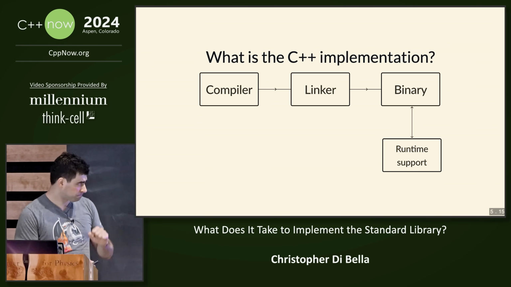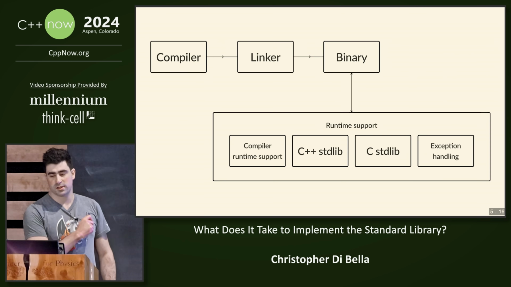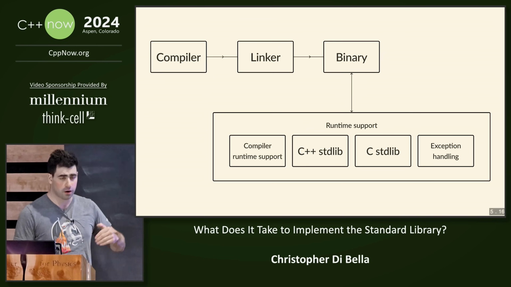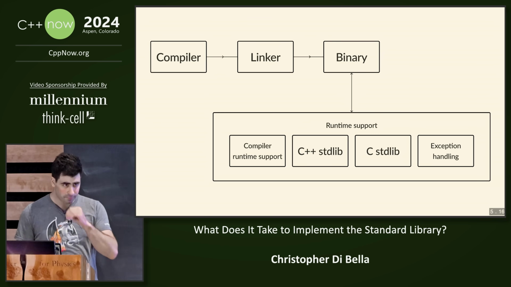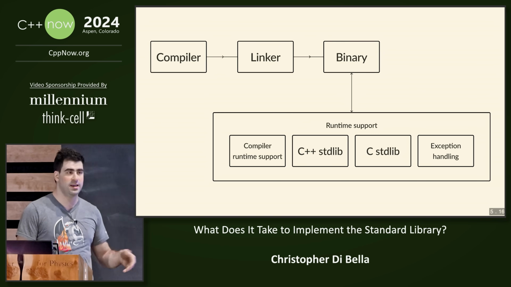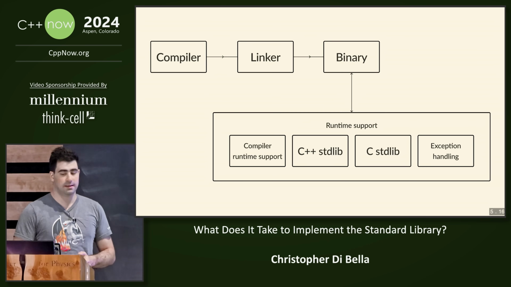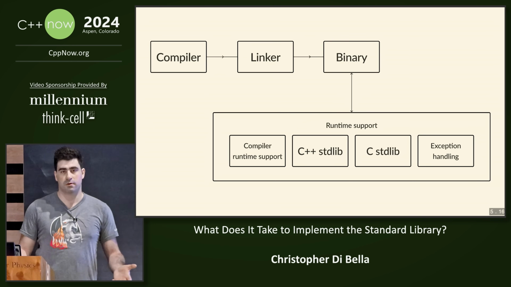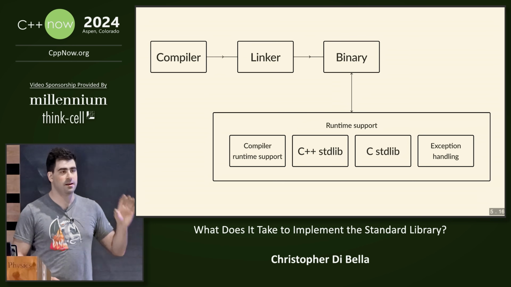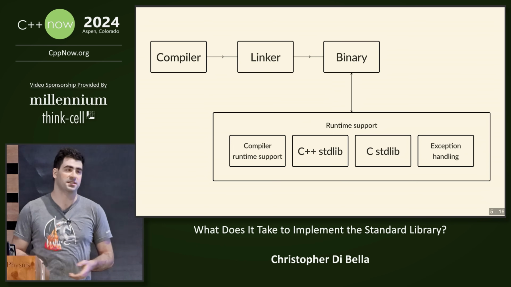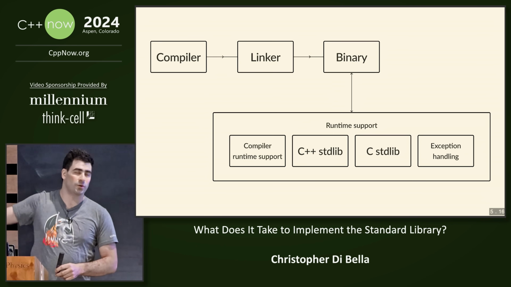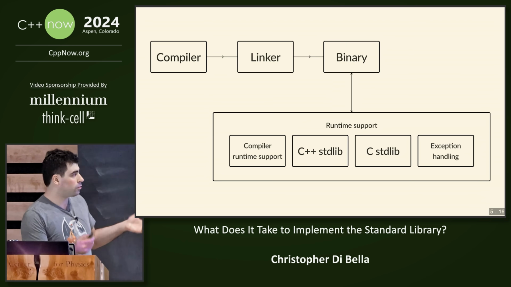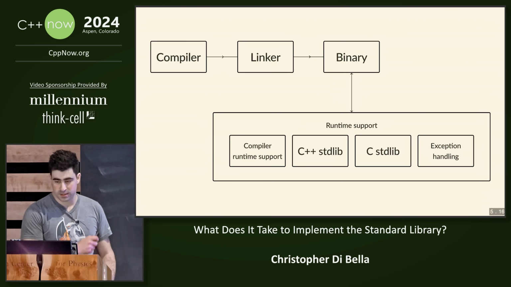But that's not the full story, because what's the runtime support? Well, it turns out the runtime support, at least for the purposes of this talk, involves the compiler's runtime support library. For LLVM, that's called compiler-rt, compiler runtime. It has the C++ standard library, the C standard library, and exception handling. Even if you're building with -fno-exceptions, that gets factored in. It just happens to be that there's nothing linked, and so it may as well not be there, but we do need to consider that. And so all C++ programs depend on the existence of these four things.